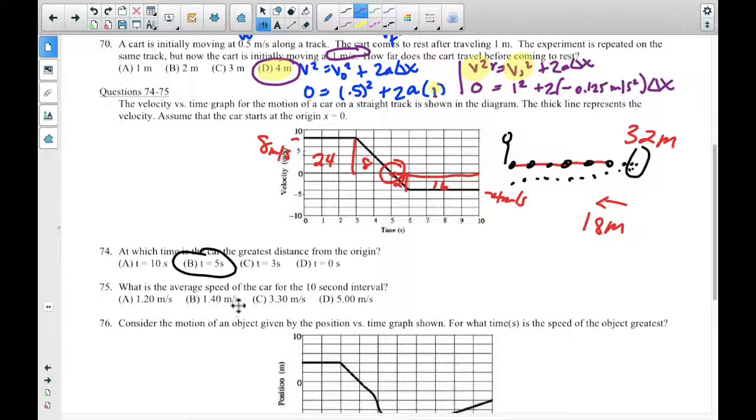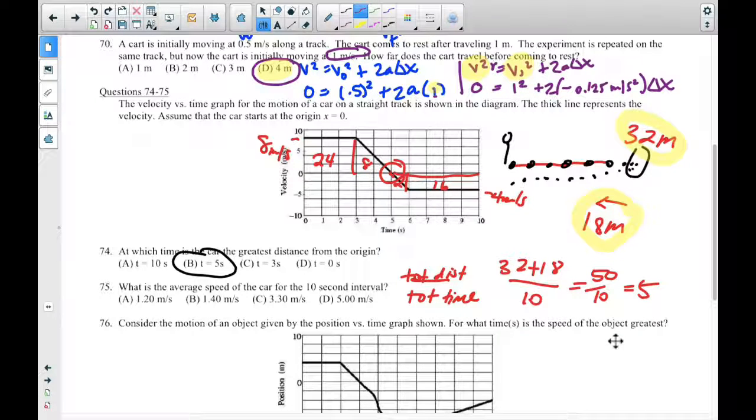Number 75, the average speed of the car for the 10-second interval. Remember, average speed is total distance over total time. It's not always a very helpful number, actually, but this is how we do it. The total distance traveled, let's get back to these numbers we calculated a second ago. We said it was 32 this way and 18 that way. Well, its total distance then is 32 plus 18, and the total time elapsed is 10. So the average speed is 5 meters per second.